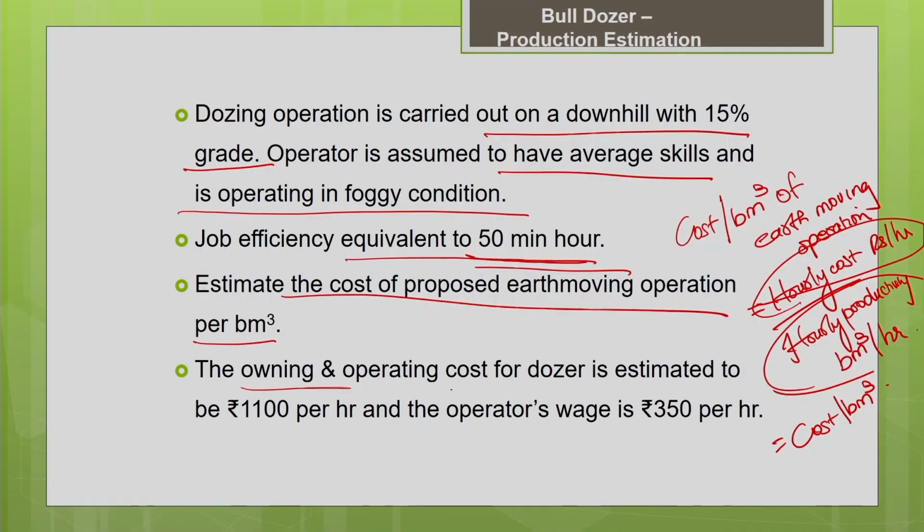The cost data is given to you directly. In the previous lectures we have seen how to estimate the cost associated with the various machines, like the ownership cost and the operating cost we have worked out for the equipment. Using that methodology you can find the owning and operating cost of the dozer. In this problem it is given to you directly as rupees 1100 per hour, and the operator wage is given as rupees 350 per hour.